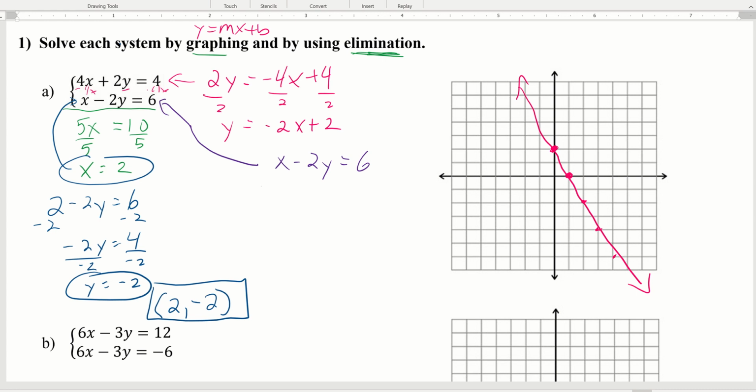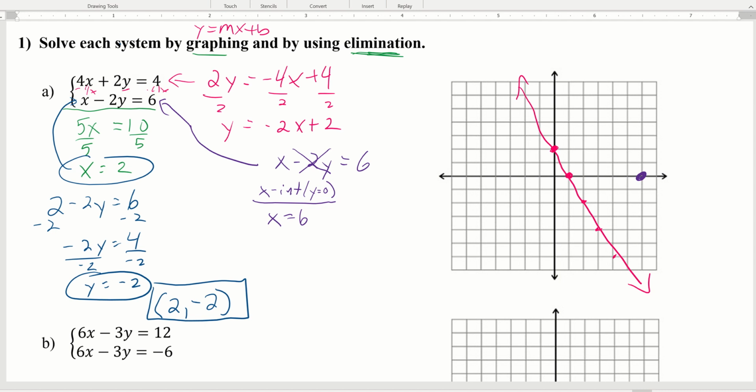So if I want the x-intercept, what that means is that y is equal to 0. So that term cancels out this y, and we end up with just x is equal to 6. So my x-intercept is at 6. 1, 2, 3, 4, 5, 6.